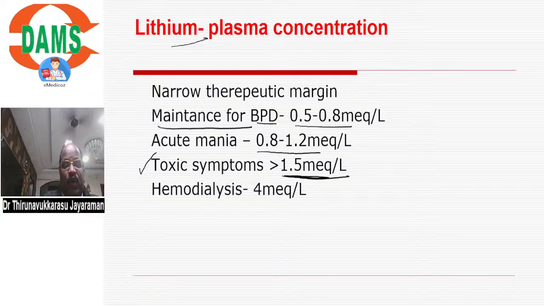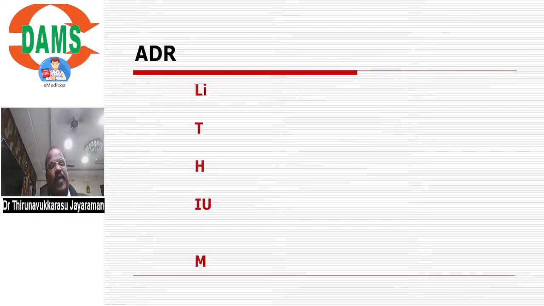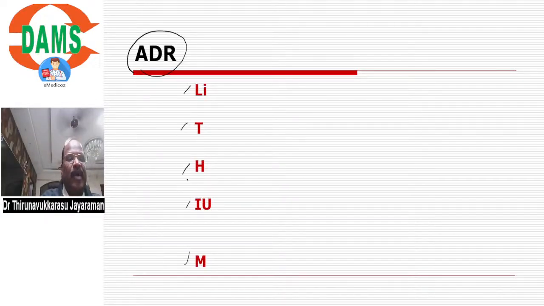Whereas if the level goes more than 4 milligram per liter, it needs hemodialysis. So in lithium poisoning, we do hemodialysis. Important. And then, what are the important adverse effects? I told more than 1.5 means toxicity. What are the toxicities? For that, remember, when you say lithium adverse effects, what are they?